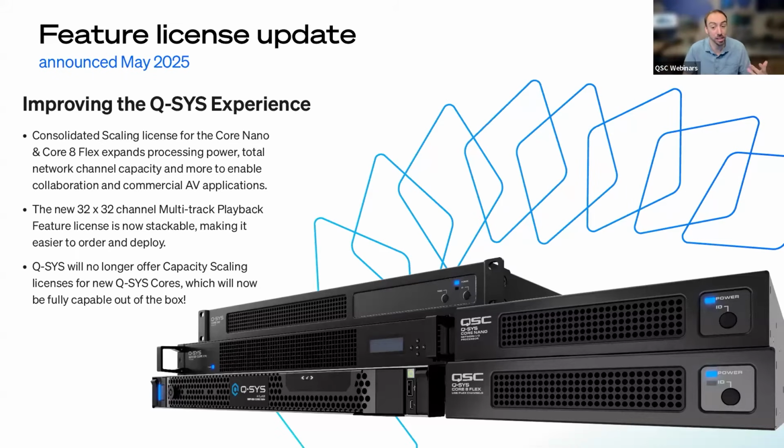So instead of just having to go straight from my Core 8 Flex has the right IO, but it's not powerful enough, I have a jump between that and just having to go straight to purchasing a Core 24. And all of our future cores will come fully capable out of the box. As far as scaling is concerned, you do still have to purchase Dante licenses, but that's right sizing your deployment as opposed to trying to figure out which capacity scaling license I need to make sure I can run the correct number of plugins and have the correct number of AEC channels.